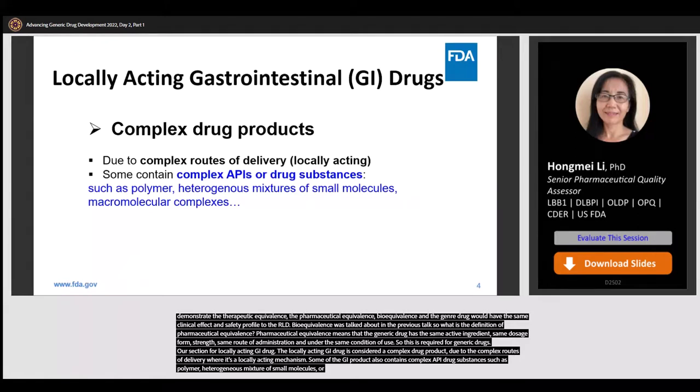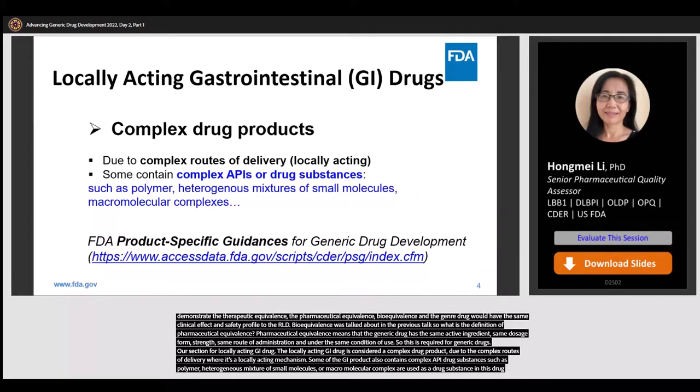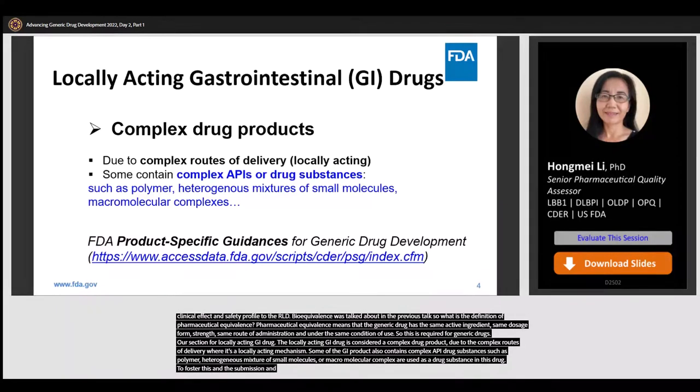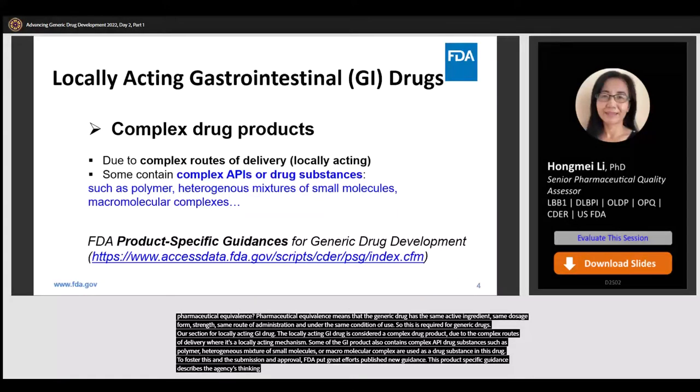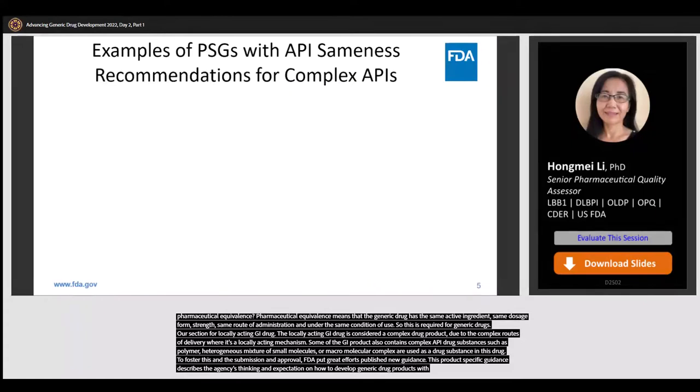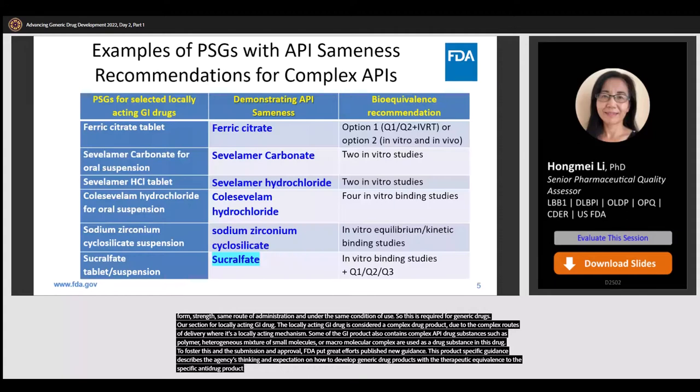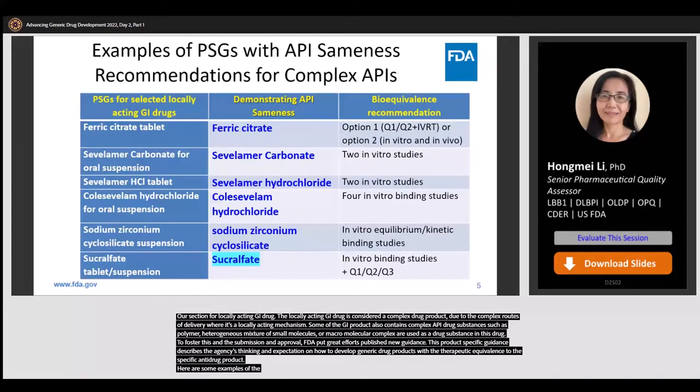To foster complex generic drug development, submission and approval, FDA put great efforts into publishing new or revised policy guidance. This policy guidance describes the agency's current thinking and expectation on how to develop generic drug products therapeutically equivalent to the specific RLD product. There are some examples of the policy guidance. This policy guidance is for selected locally acting GI drugs such as ferric citrate tablet, sevelamer carbonate for oral suspension, sevelamer hydrochloride tablet, etc.